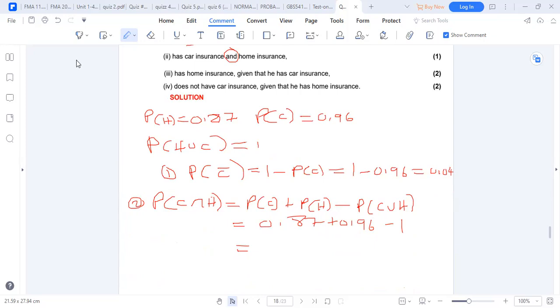What are you getting there? Quickly calculate. 0.83. Do we agree? Before we go, why are we subtracting the union? Why aren't we saying minus the intersection?